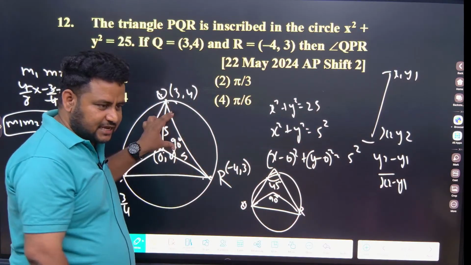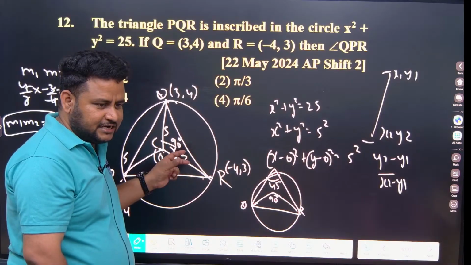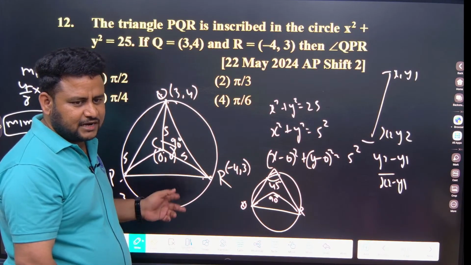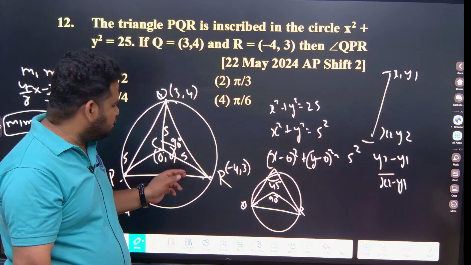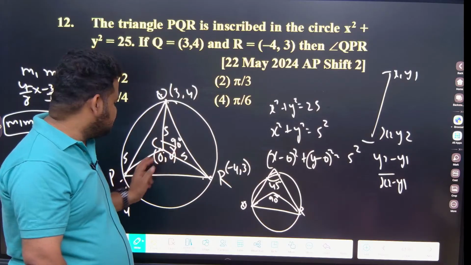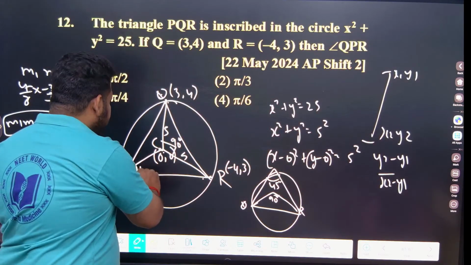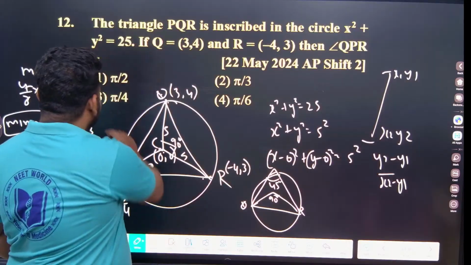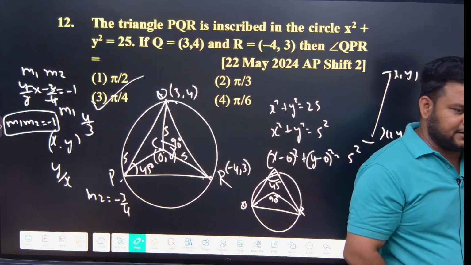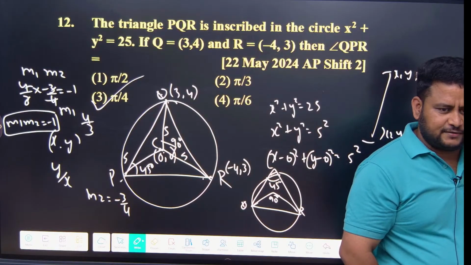Same thing I did here. I got the slope of this line and the slope of that line, then I multiplied and got minus 1. So the lines are perpendicular, so this is 90 degrees and this will be 45 degrees. So the answer is 45 degrees, which means pi by 4. Third option. Clear? Everyone got it? Understood? Fine? Okay.